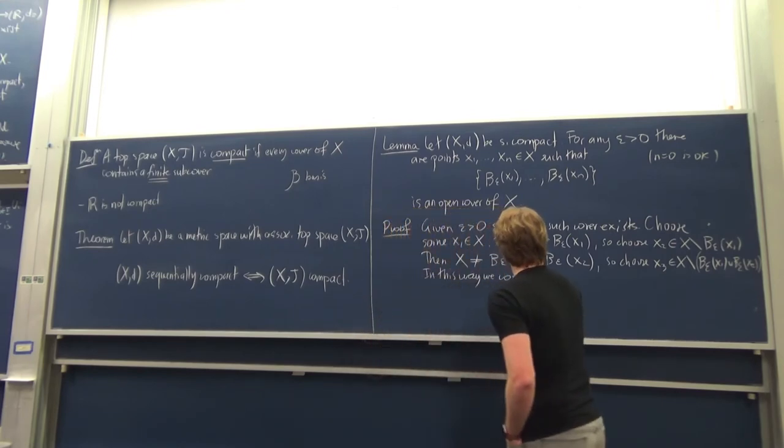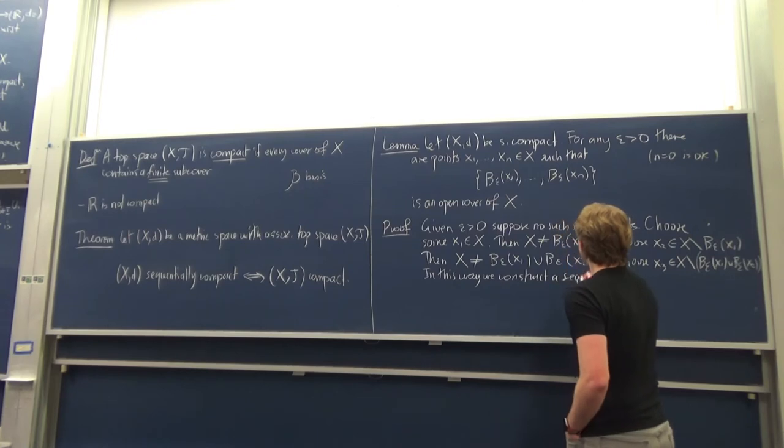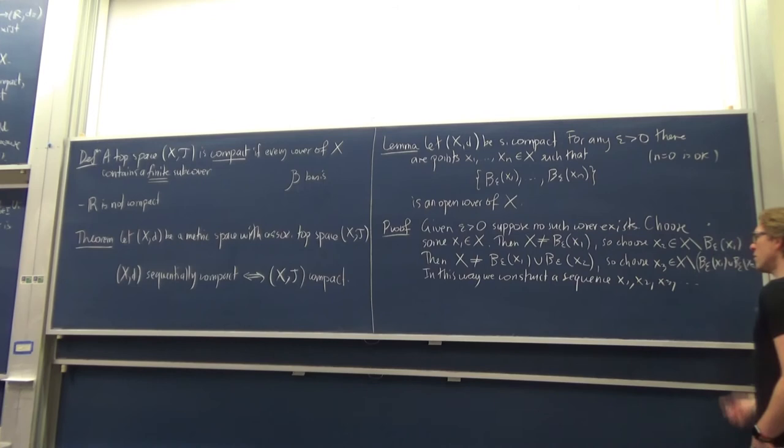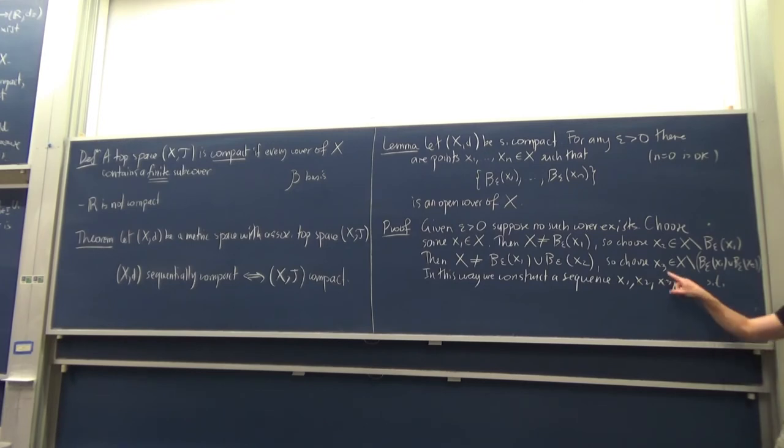This way we construct the sequence x1, x2, x3, such that, well, what am I really doing? So such that x n plus 1 is not in the open ball associated to xi for any i less than n. But phrased in terms of distances, what is that saying? It's saying the distance between xn plus 1 and xi, I said less than, strictly less than it. Scratch that.